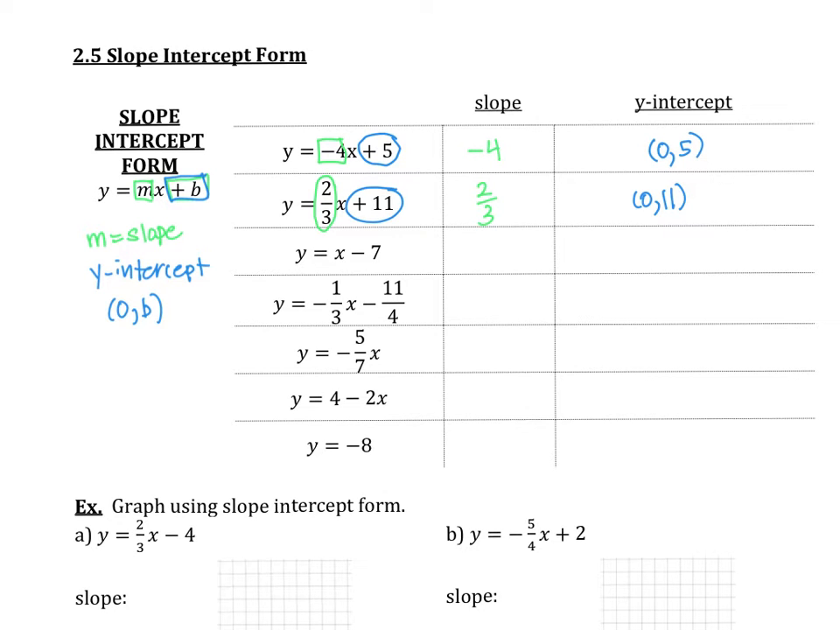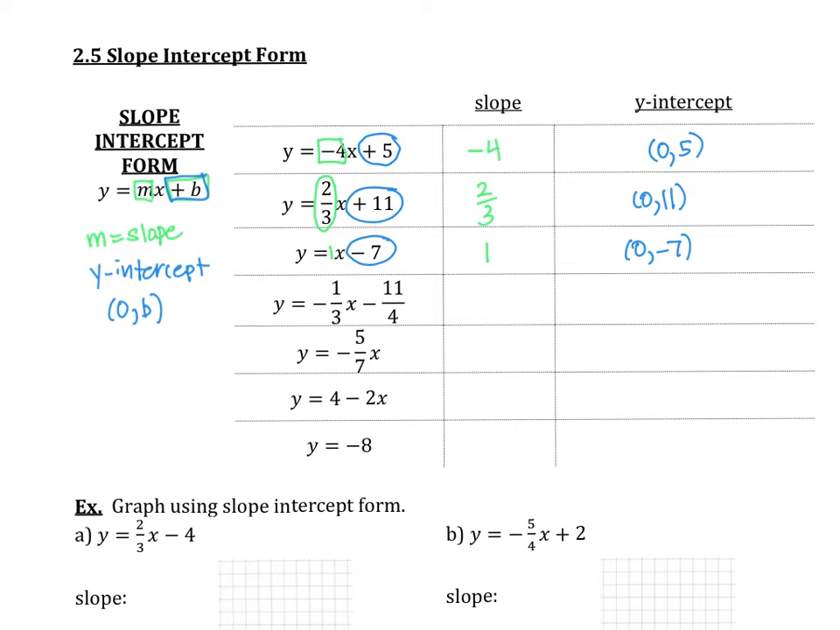Let's look at the next one. y equals x minus 7. There's no number in front of x, but there is an x there. Since there's an x there, it really means it's a 1x, so my slope is 1. My y-intercept is the number without the x, which in this case is -7. So I would write 0, comma, -7 for the coordinates.